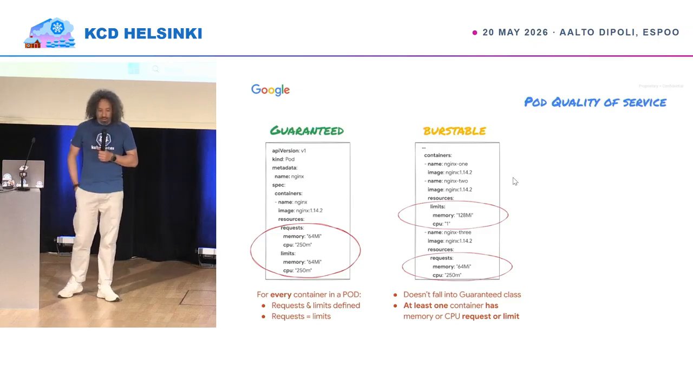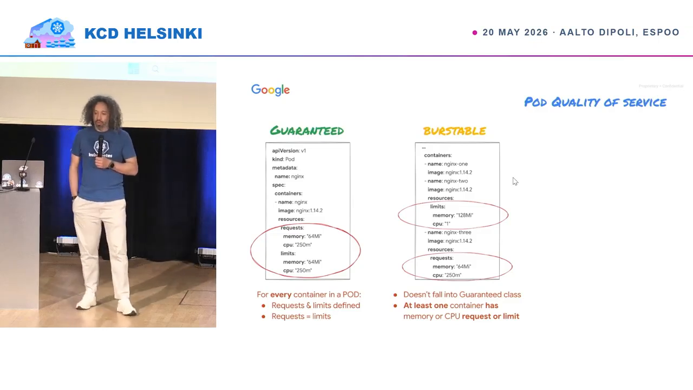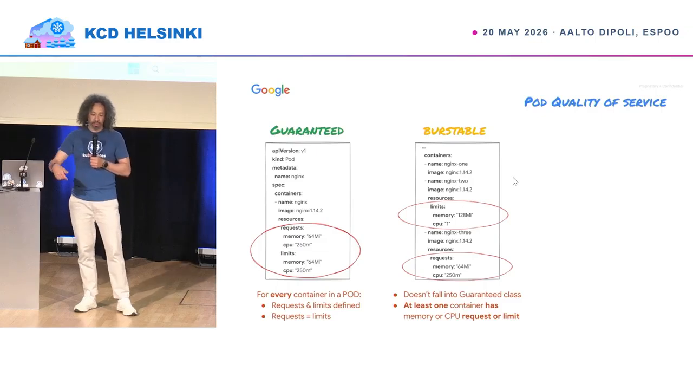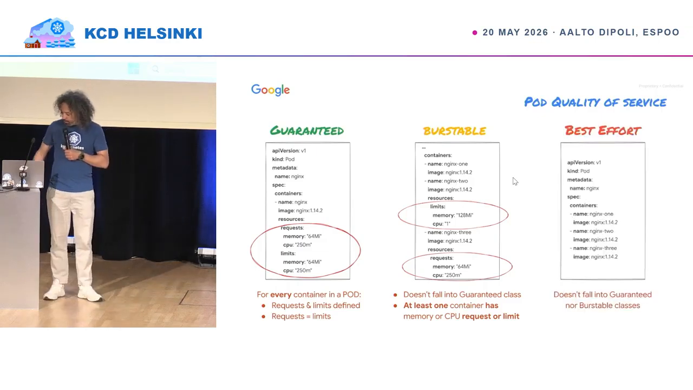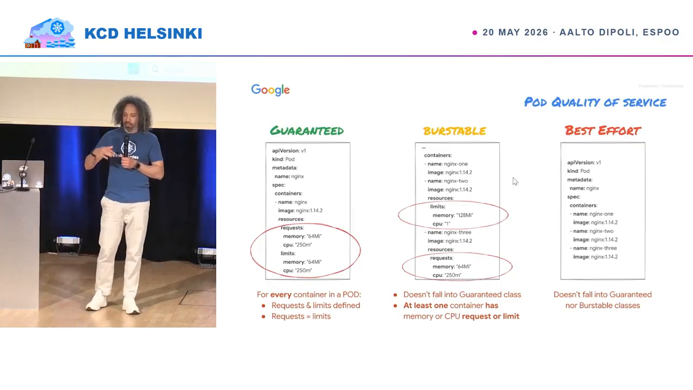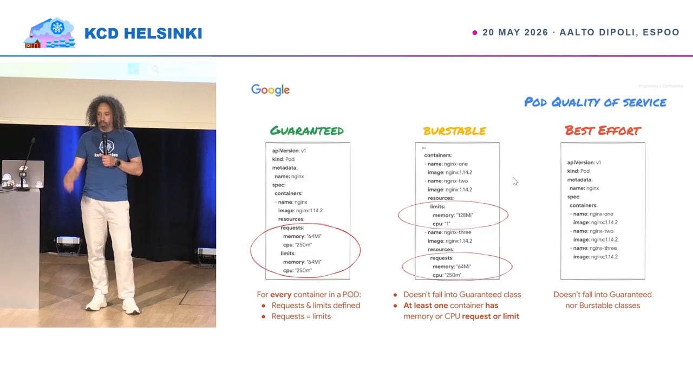If you set no limits, then you are in what we call a burstable situation. Burstable means that the pod can burst up to whatever resources are available on the node, right? And then best effort is when you don't set anything. That's YOLO mode. You just set the pod, no requests, no limits, and the pod will just work.